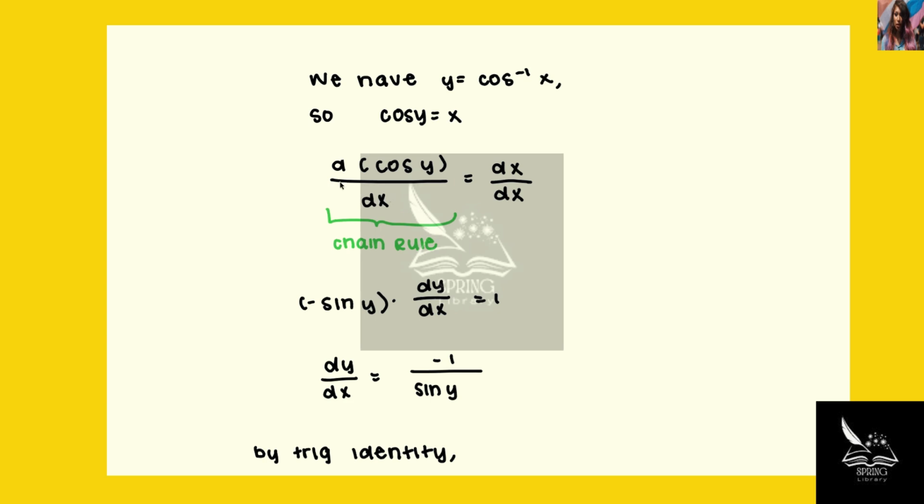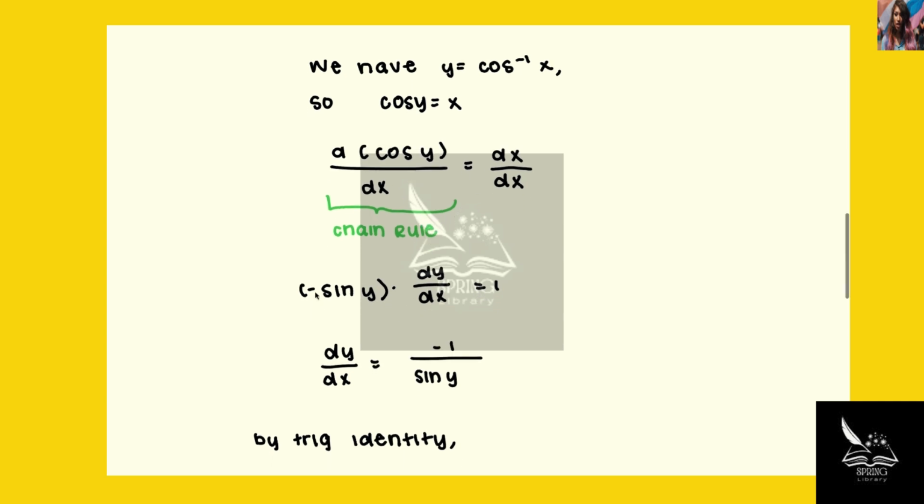So that means that the derivative of the cosine of y would be equal to the derivative of x. So what we would get is negative sine y times dy/dx equals 1. Again, this part was chain rule, so we'd have this dy/dx here. So then we can get dy/dx by itself, because that's what we want. We want the derivative. So dy/dx would be equal to negative 1 over the sine of y.